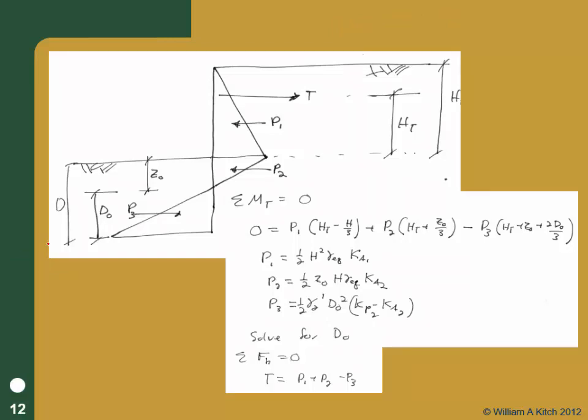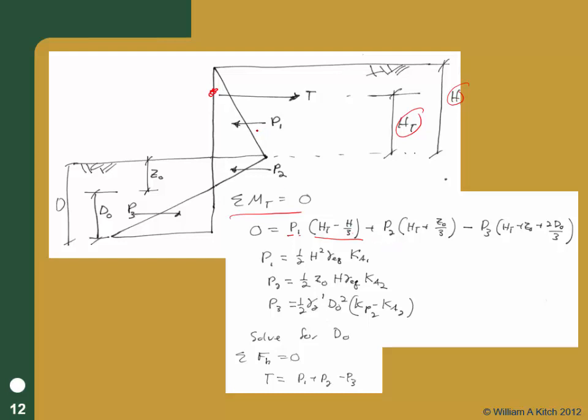So we can write the equations for this. We'll just call HT the height where the tendon is, where the T force acts. H is our total height of the wall. And then it's convenient to sum moments about T because we don't know T. So that's a convenient place to sum moments. P1 is going to be our earth pressure force from the active pressure above, and the moment arm for that one is going to be HT minus H over 3.